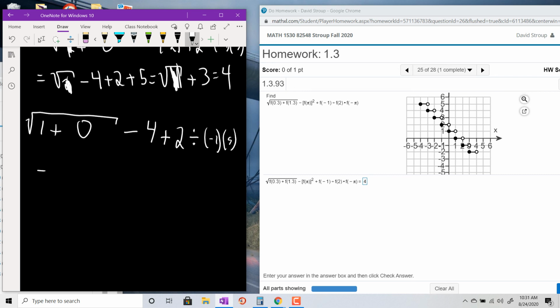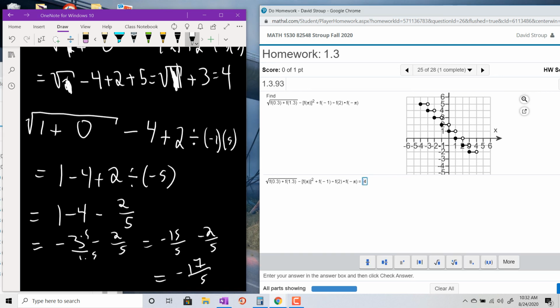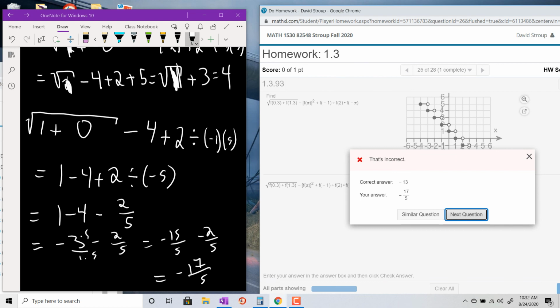Okay, so let's try that again. That'll be square root of 1 plus 0 is square root of 1, which is 1, minus 4 plus 2 divided by -5. So you do division first. So this is 1 minus 4 minus 2/5. So this is -3 minus 2/5. Find a common denominator. So this is -15/5 minus 2/5, which is -17/5, and I'm thinking there's no way that's right, right? -17/5. Oh, still not right.